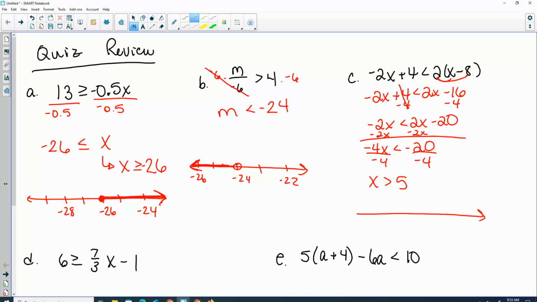So on my number line, okay, we have 5. Label a couple other numbers. Open circle because it's not equal to. Keaton, which way is this going to continue? Yeah, because it's greater than 5, bigger than 5 with this one. Alright, so far so good?